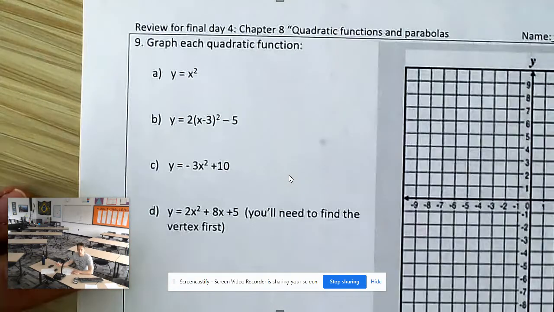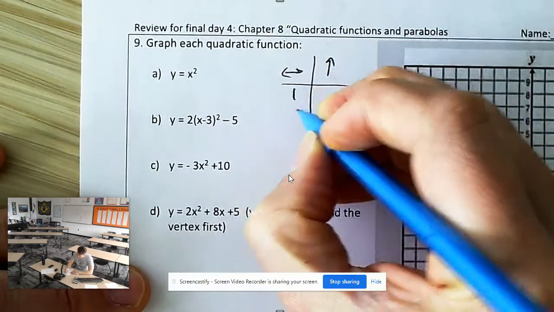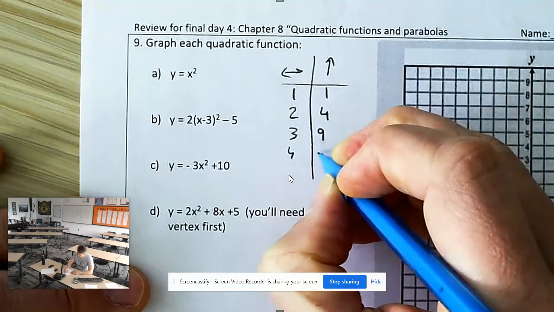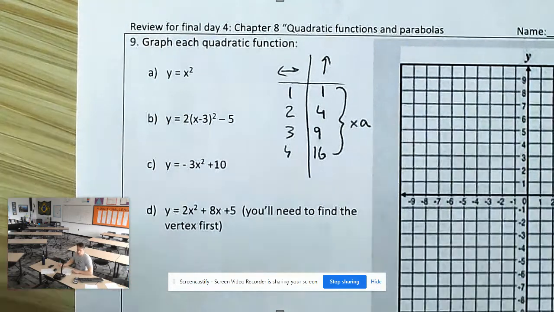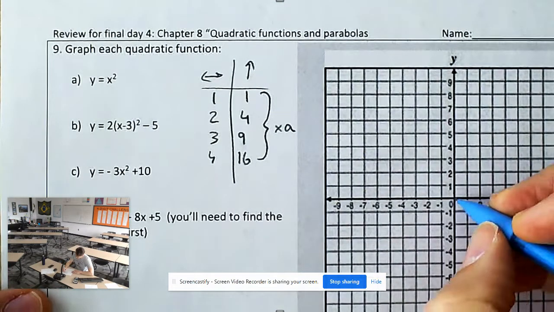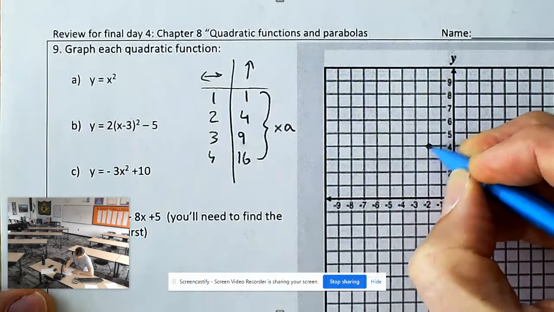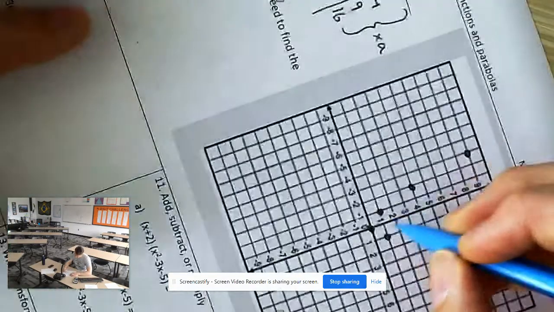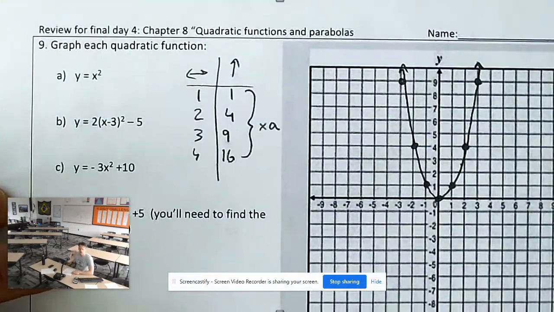Graph all of this stuff. Okay, so remember the pattern? The pattern is out 1, up 1, out 2, up 4, out 3, up 9, out 4, up 16, times A. So this first one is just your standard parabola. So he's going to start at 0, 0, up 1, out 1, up 1, out 2, up 4, out 3, up 9, and so on. And if I were Aiden, I could draw the perfect parabola. And there it is. That's not a perfect parabola, but it's okay.